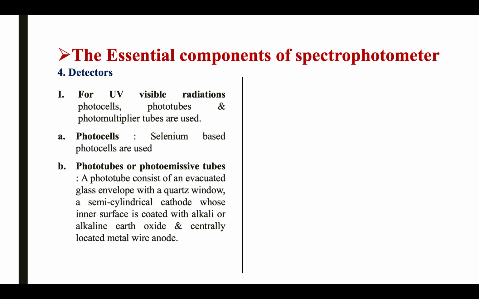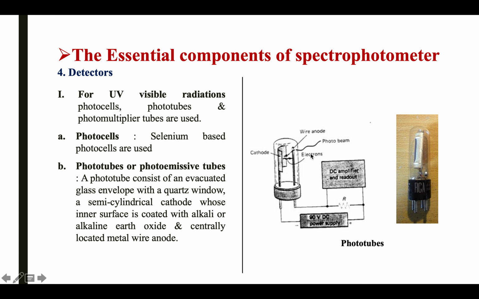Second is phototubes or photoemissive tubes. Phototubes consist of an evacuated glass envelope with a quartz window, a semi-cylindrical cathode whose inner surface is coated with an alkali or alkaline earth oxide, and a centrally located metal wire anode. You can see this in the picture. This is a general figure of phototubes or photoemissive tubes. This is completely based on the photoelectric effect, as you have seen in the first chapter.